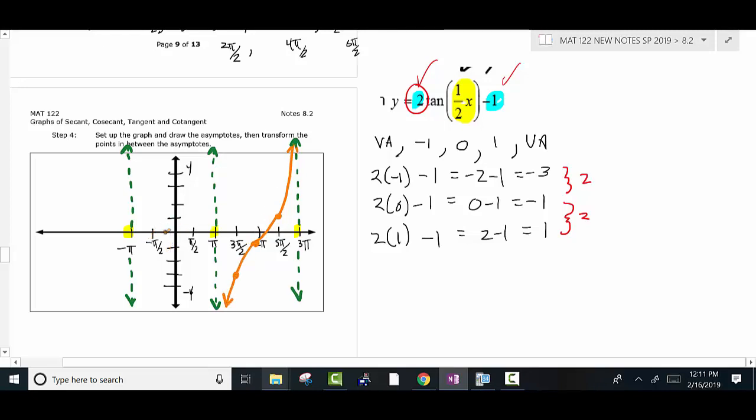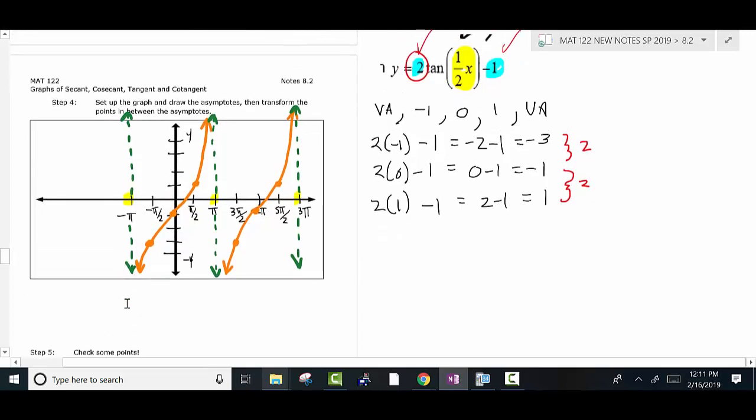Okay, same thing over here. This first point would have a y value down at -3. Middle point, y value of -1. Last point, like that. Okay, you have a very accurate sketch of a tangent now through 2 periods. Okay, that's it. It's not hard to do this if you do it this way.